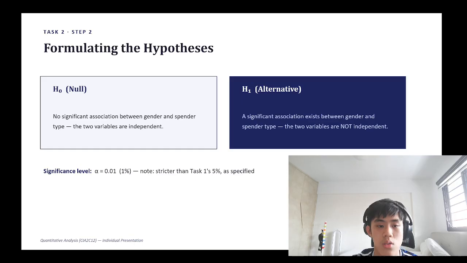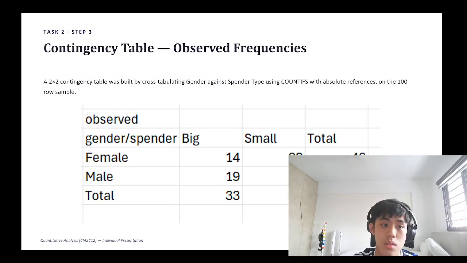For the null hypothesis, there's no significant association between gender and spender type, as the two variables are independent, while the alternative is that a significant association exists between gender and spender type. For this scenario, compared to task one, where they gave us a 5% significance level, we had to change it to 1% significance, as the task requirement was that we did it at 1%.